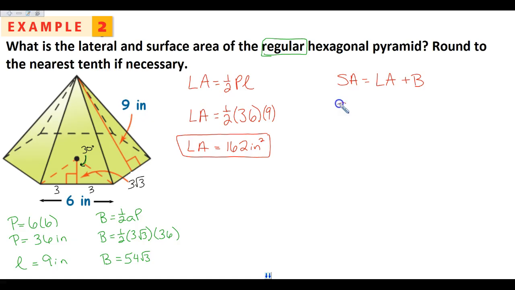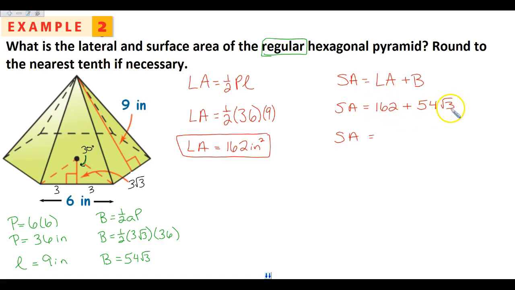Okay, then I'm going to plug over here for my surface area, which is my lateral area, which we just found was 162, plus the area of my base, which we said was 54 times the square root of 3. If I wanted radical form, that would be my final answer. But it does tell us that we want to go to the nearest tenth, so we do need to go here.